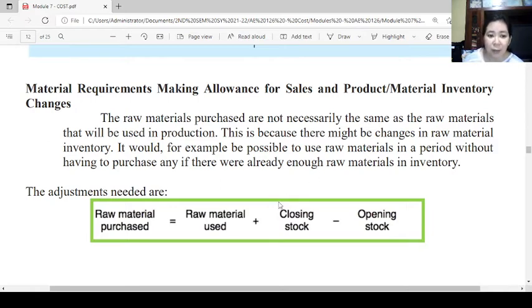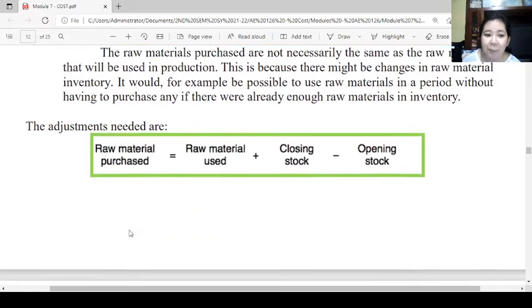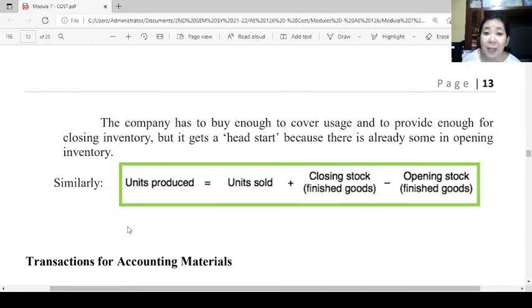So the adjustment of materials purchase will use this formula. Actually, this formula was derived from our cost of goods sold formula. To determine the raw materials purchased, this is equal to raw materials used plus closing or ending inventory minus beginning inventory. The company has to buy enough to cover usage and to provide enough for the ending inventory, especially if there are requirements. But it gets a head start because there are already some beginning balances.